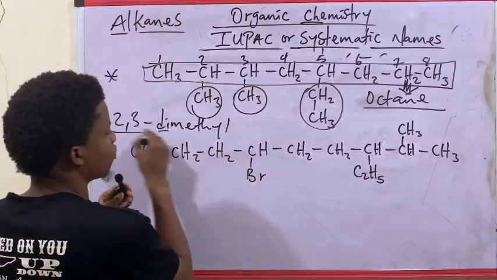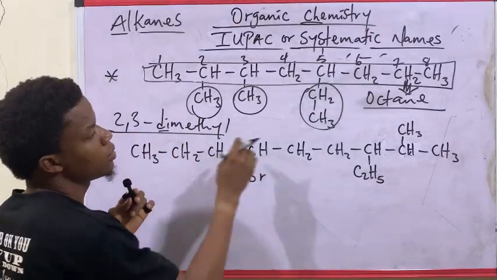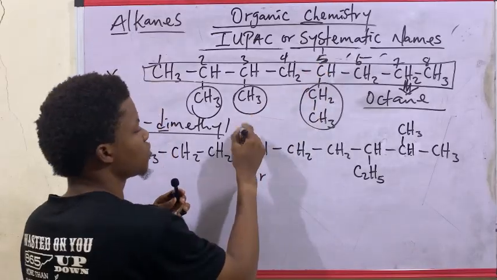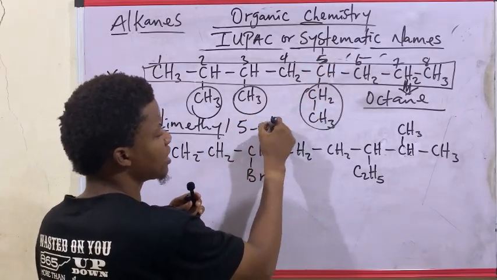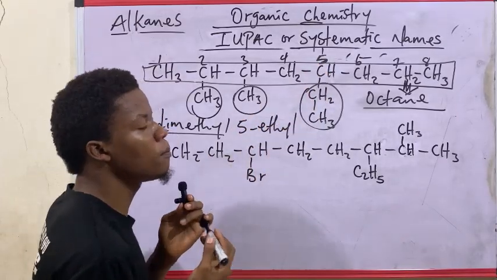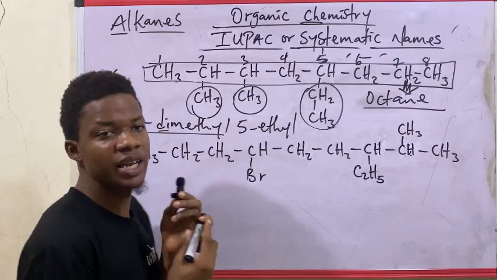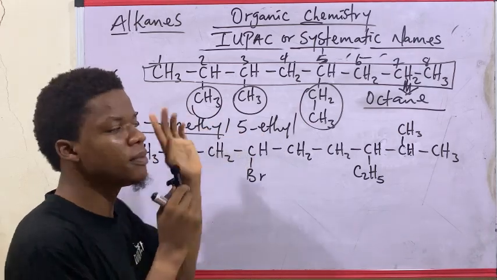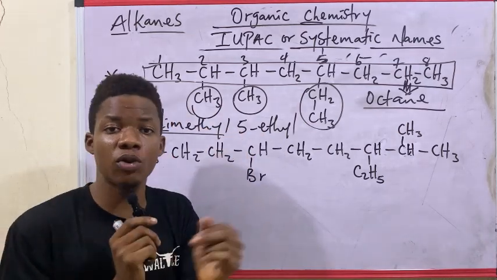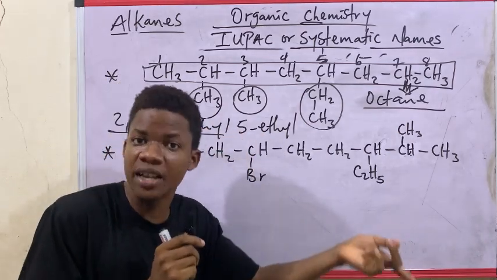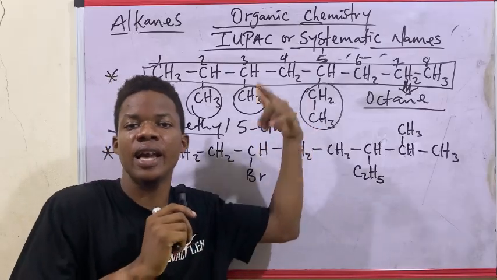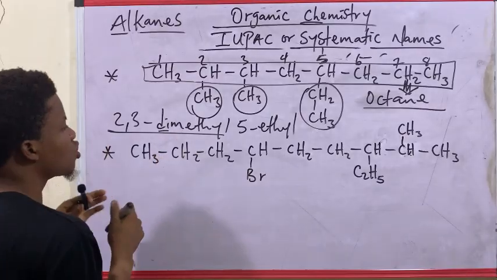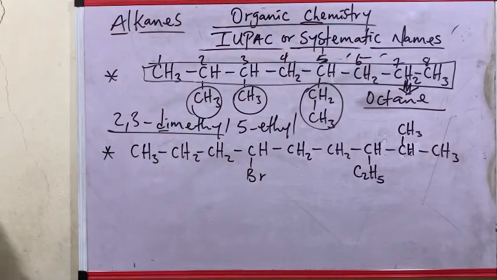All right, so we have this one. Then we now have our ethyl on what? Carbon 5. So we now have 5 ethyl. Now let us combine all of these substituents together. Now remember, ethyl, E comes before M, methyl. In alphabetical order, we have A, B, C, D, E, F, G, H, I, J, K, L, M. So E comes before M. So in order for us to properly name this compound, we will now name it.